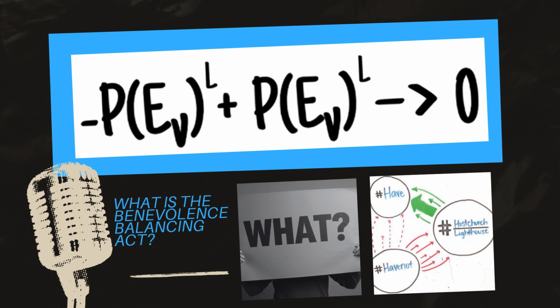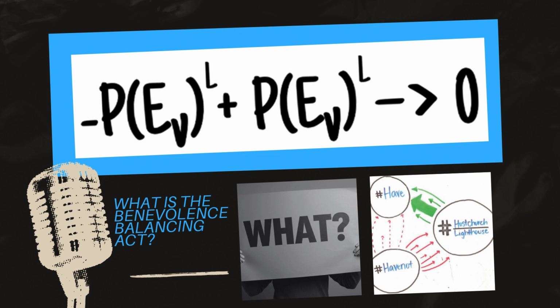All right, we've talked about the paradox of poverty, that frustrating disconnect. But when you break down a complex problem, sometimes the simplest way to truly understand it is to give it a language, a framework, a formula. This is it. This is our Benevolence Balancing Act.